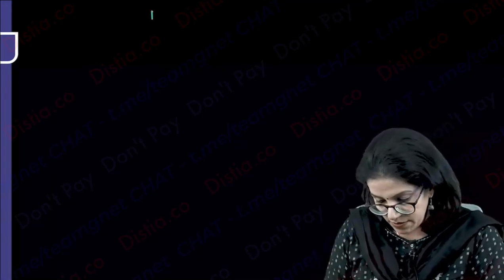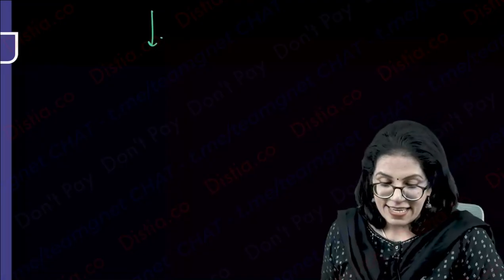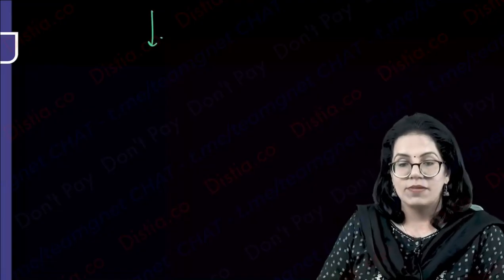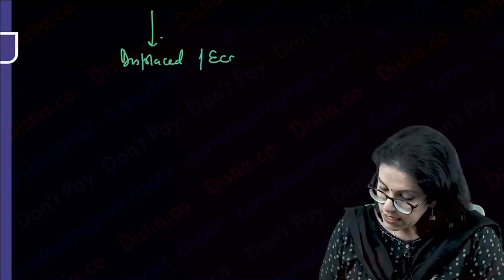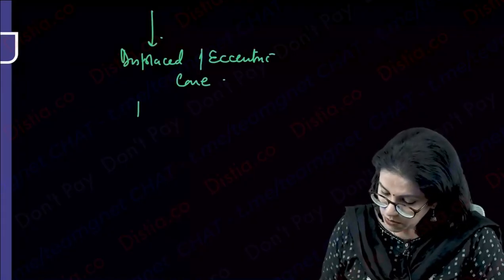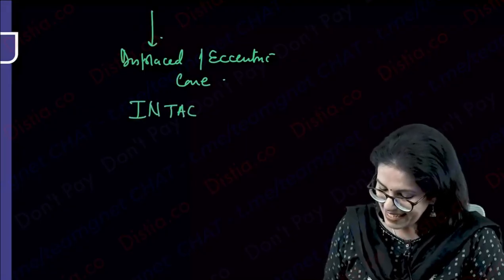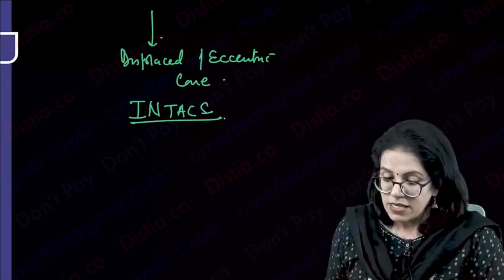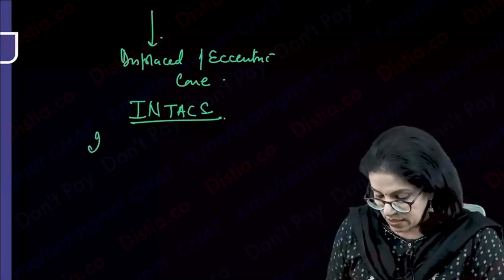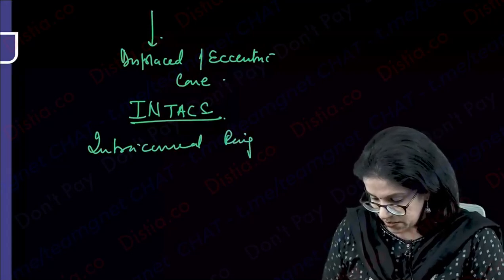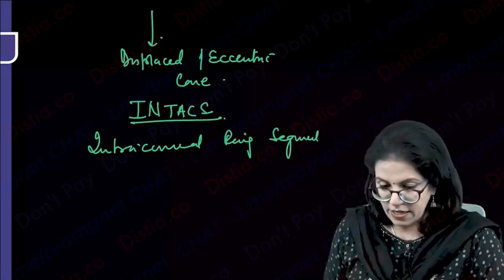And next what I can do? Another option for me is, especially if it is an eccentric or displaced cone. It's gone a little displaced. So for a displaced, eccentric conical protrusion or cone, we can use Intacs. Okay, what is this? These are nothing but intracorneal ring segments, corneal segments. Okay, so these are intracorneal ring segments which can be put to alter the curvature of the cornea.